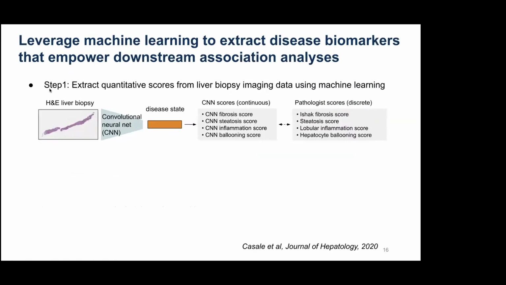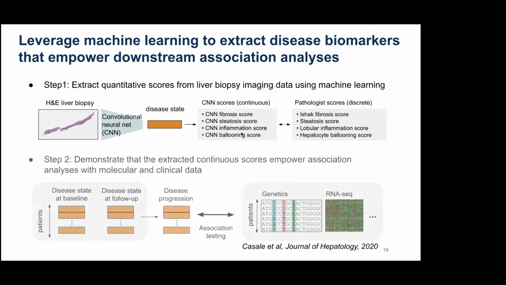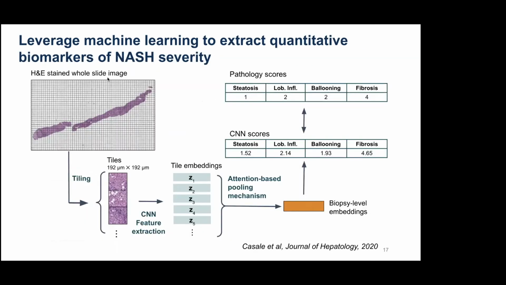So our approach in step one, we trained a convolutional neural network to predict pathology scores from the imaging data. And by doing that, the network learned to extract a continuous version of these scores. Then in the second step, we use these continuous scores in downstream analysis, specifically association with genetics and RNA-seq. A bit about the architecture that we used. The main challenge is that we worked with H&E-stained biopsy images.